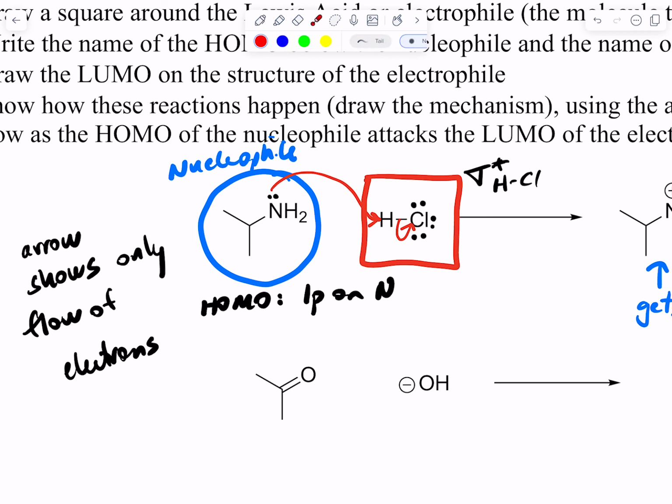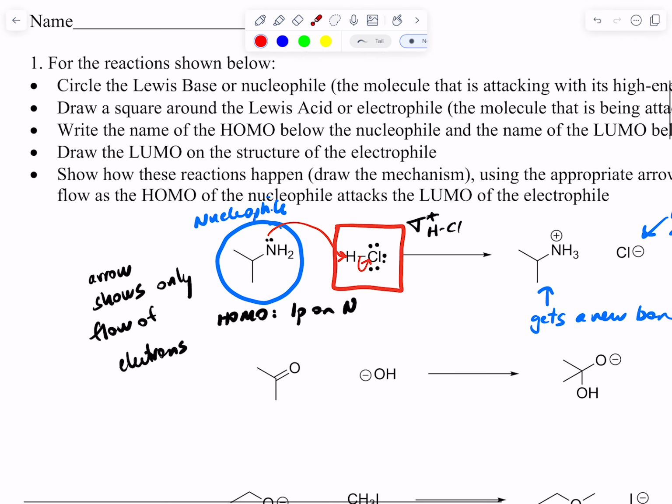How do you do that? Well, arrows must always start with electrons, either a lone pair or electrons in a bond. They never, ever, ever start with atoms. You will be tempted to say, hey, look, in this reaction the hydrogen goes onto the nitrogen, so therefore the correct mechanism is that.